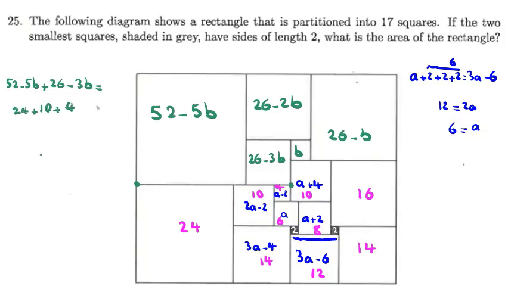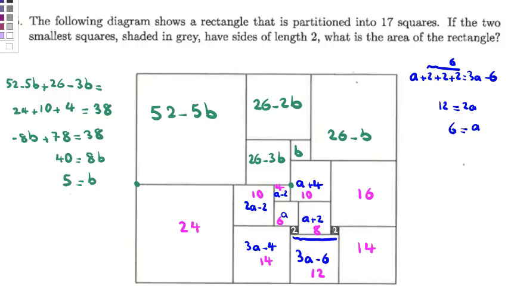plus 4, and it equal to what? 34, 38, and we can say what? Here, negative 5B, negative 3B, negative 8B, 52 plus 26 will be 78, equal to 38. If you take 8B to right side, 78 minus 38 equal to 40, so 8B equals 40, B equals 5. Okay, let me write rest of that with red.